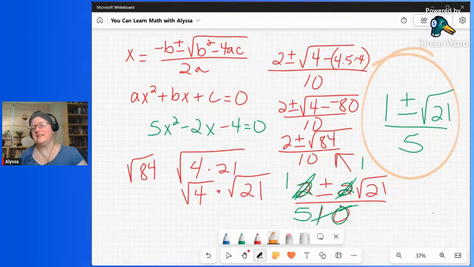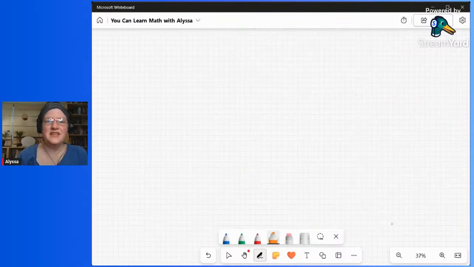Whatever your teacher wants is the point. Then we just want 1 plus or minus square root of 21 over 5, which is most likely what they're going to ask for. All right.